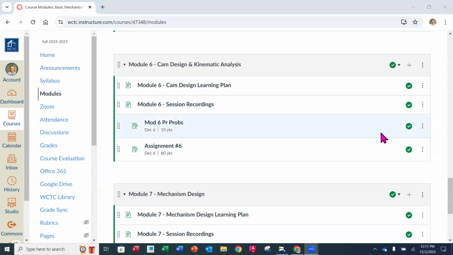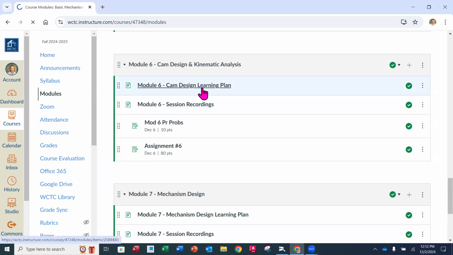Okay, so we are going to be looking at Module 6 today. Module 6 is going to focus on, as we can see here, CAM design and kinematics, okay? So you'll notice here that we have our standard format, or the way that our module is set up. We've got the learning plan, session recordings, as well as practice problems and the assignment.